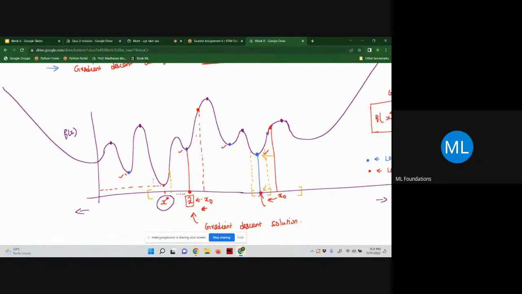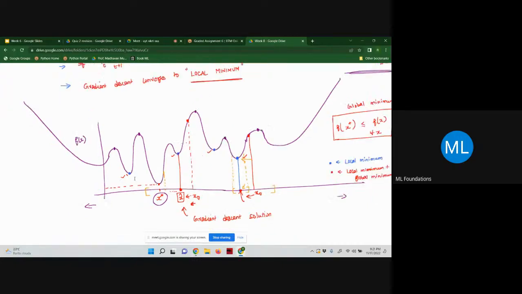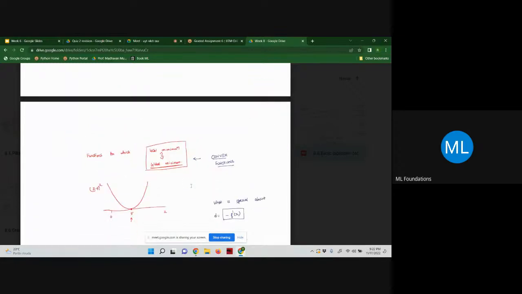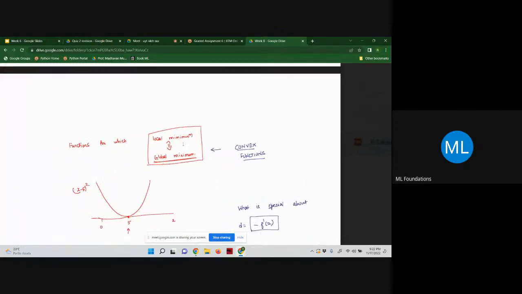Okay, but the problem is, not always whatever you get is a global minimum; that's just a local minimum. This is not a global minimum, right? So this particular point x star here is a global minimum. The problem with this gradient descent algorithm is that it will converge to local minima but not the global minima. So you cannot use the gradient descent algorithm for any objective function. You should be using it only for functions where all the local minima give you the global minima.